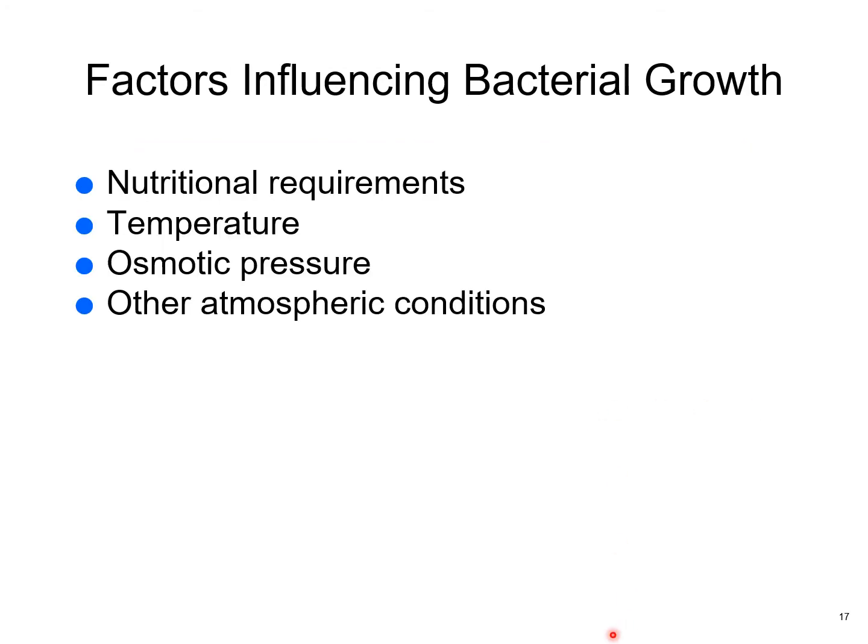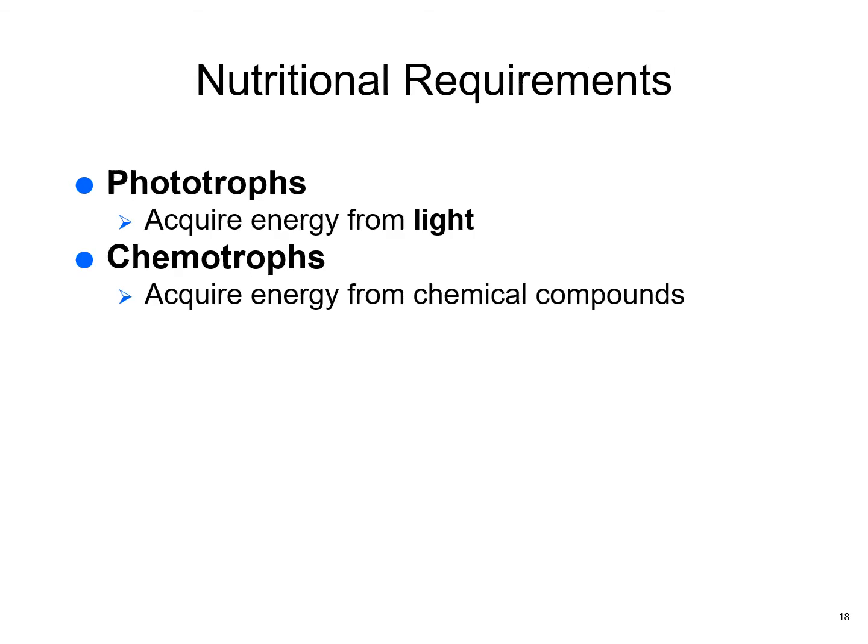Things that are going to influence bacterial growth: nutritional requirements, temperature, osmotic pressure, and other atmospheric conditions like heat, cold. Now, nutritional requirements. Where do they get their energy? Phototrophs. Troph refers to eating. Phototrophs get their energy from light. Chemotrophs get their energy from chemical compounds.